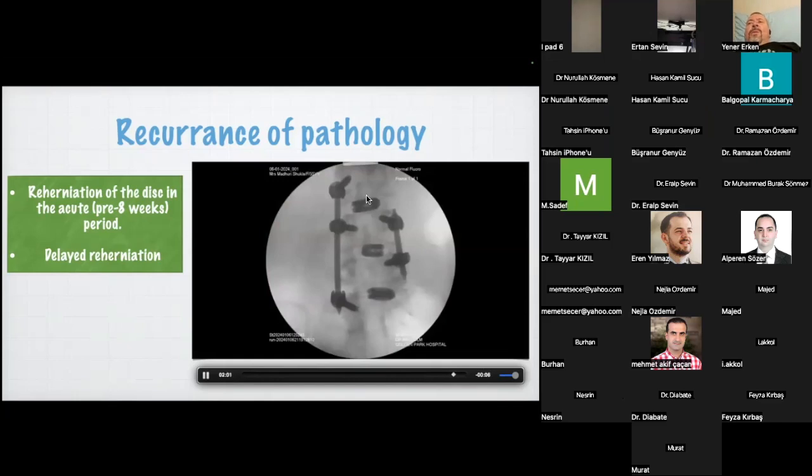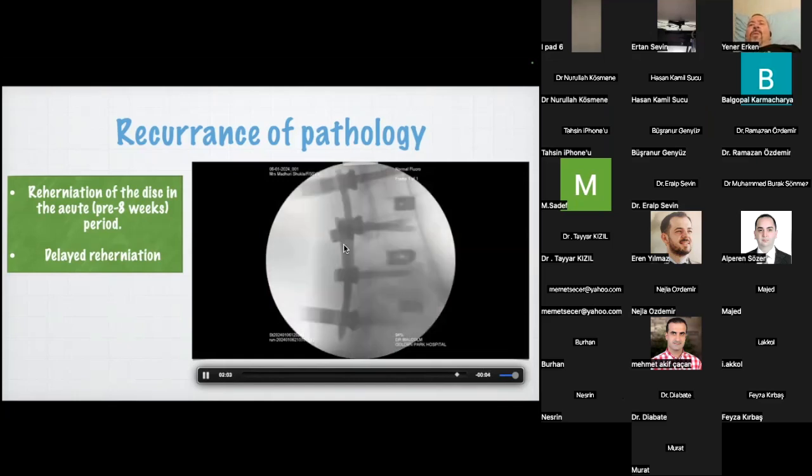I had to do a fusion extension on this side by putting in one more cage. Not a good thing, but it had to be done.